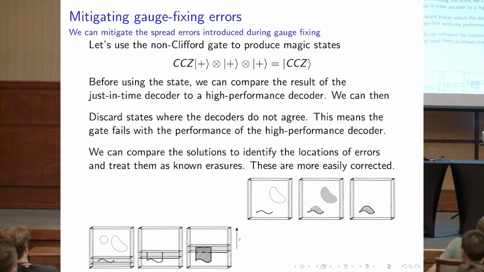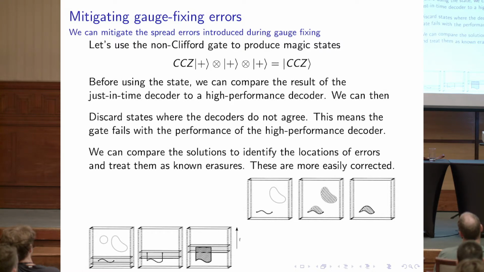And if it doesn't, well, we can just throw this CCZ state away without feeding a bad state into the computation. So this is good because even though the just-in-time decoder might not be as good as the real decoder, the decoder that has access to all 3 dimensions of information, well, if it's screwed up, we know about it, and it's not a big problem.